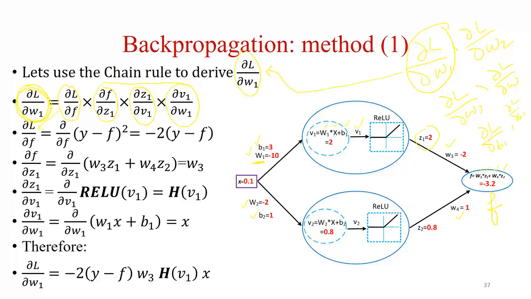So delta L over delta F. I know that L equals (Y minus F) squared. So I take out the minus and the 2 outside, and this becomes minus 2 times (Y minus F).